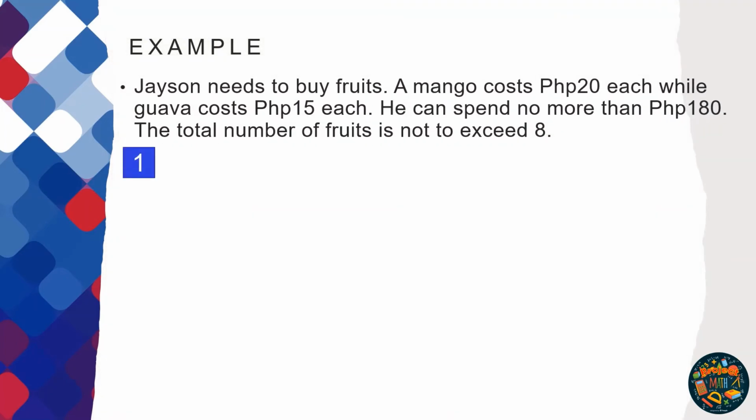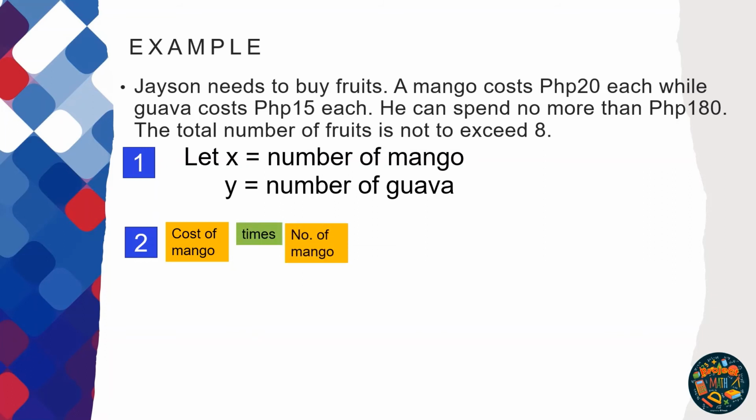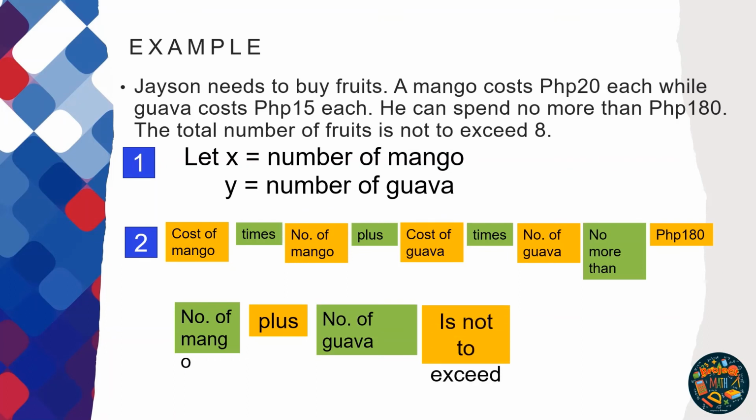So for step number 1, we will let x be the number of mango and we will let y be the number of guava. Then we are going to have the cost of mango, the number of mango, the cost of guava, and the number of guava, which is no more than 180 pesos. Then we have the number of mango and the number of guava is not to exceed 8.